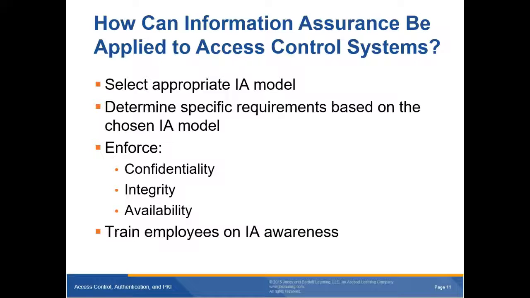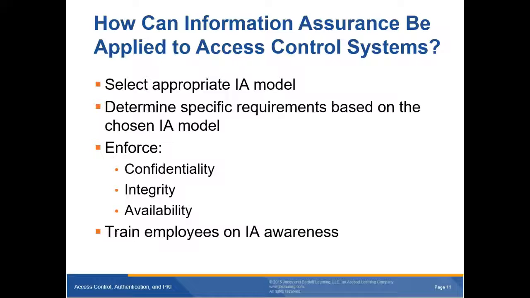So, what are the controls? We want to enforce our confidentiality. One of the primary functions of an access control system is to allow or deny access to resources and data. By denying access to unauthorized users, the system maintains data confidentiality. Those without authorization to a given data object cannot view it.